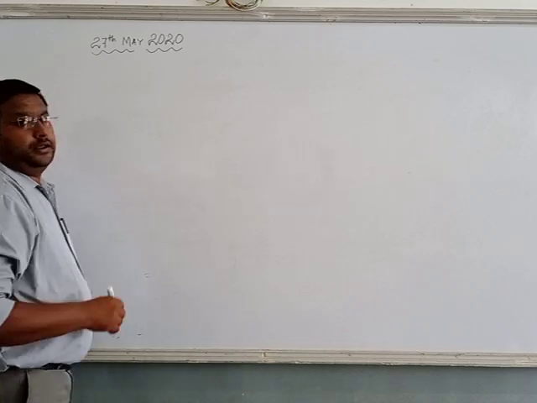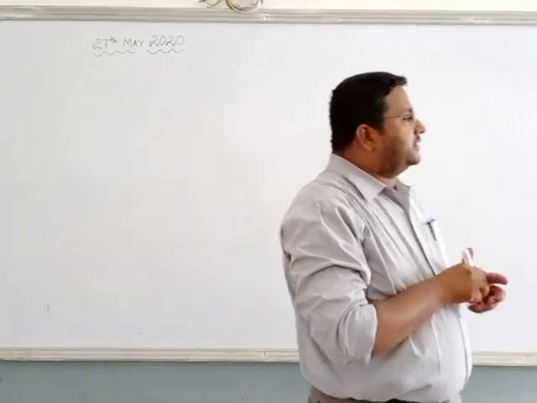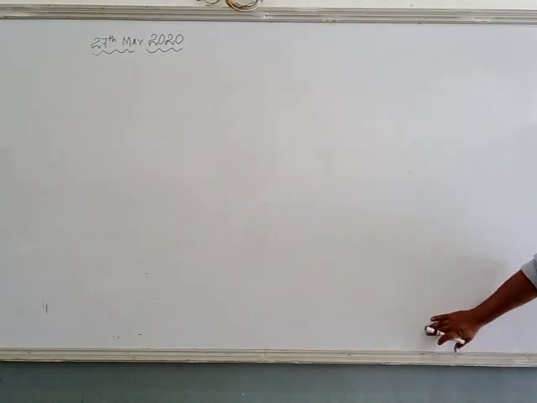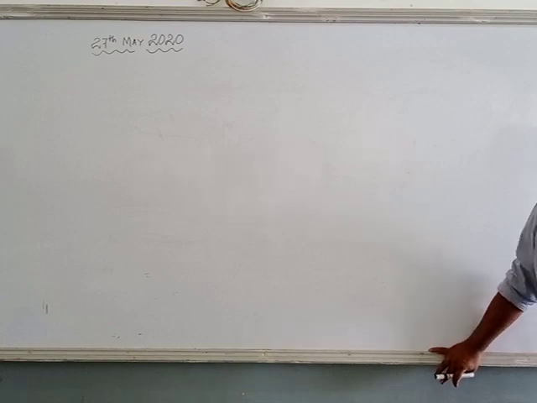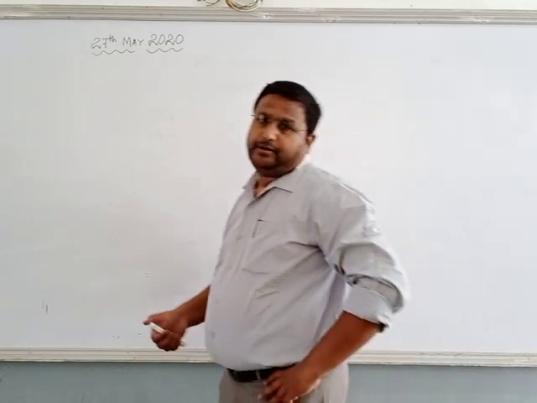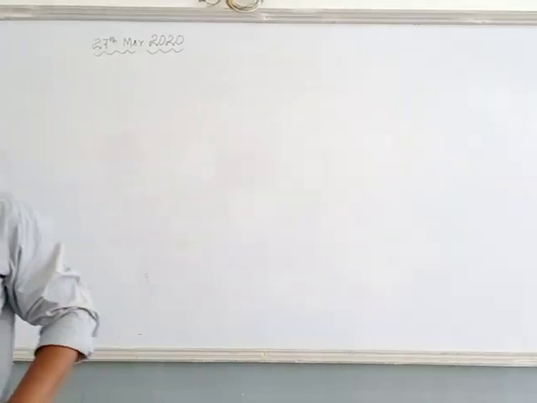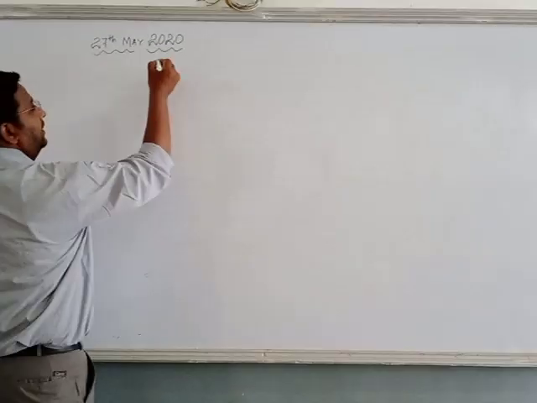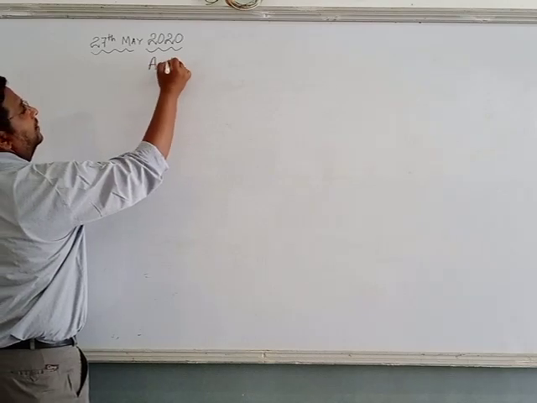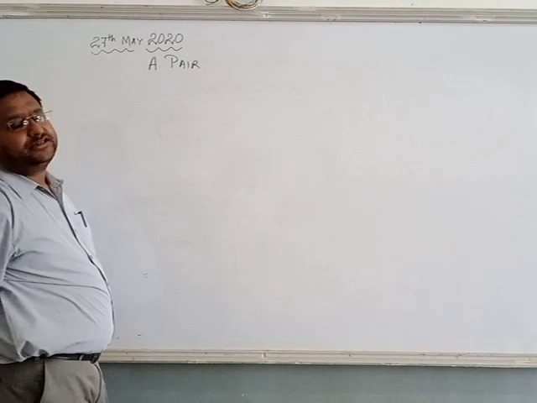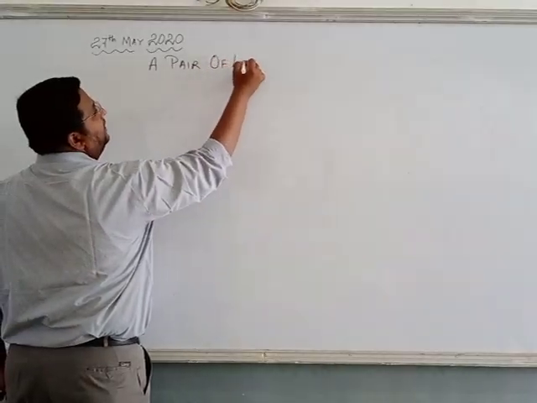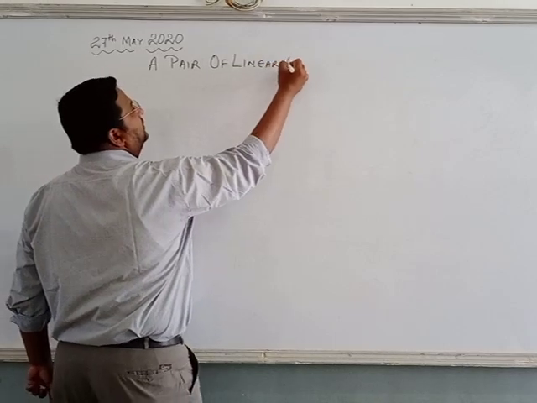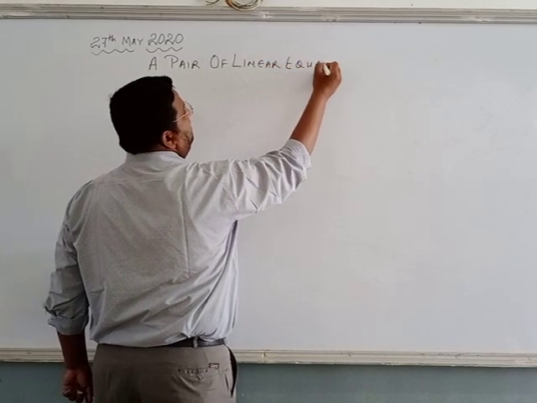Morning class. As you know, we had already discussed polynomials from the algebra unit before in the month of March. Now we are going to the second chapter of your algebra unit, that is, a pair of linear equations in two variables. In 9th class, you had discussed linear equation in two variables. Now here it is a pair of linear equations in two variables.